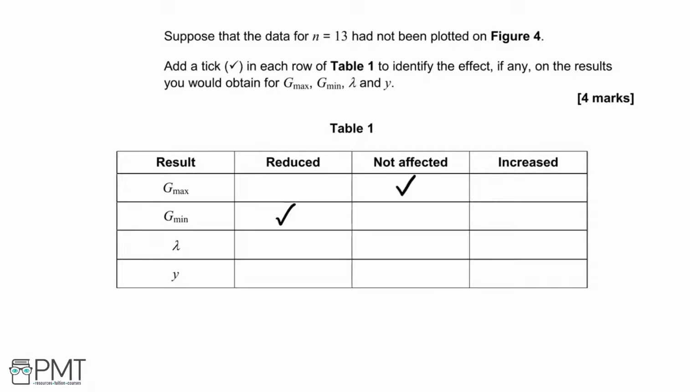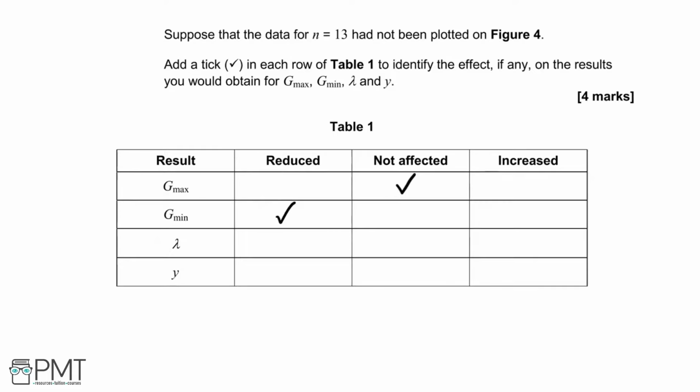We're then left with the values of lambda and y, which as you can see are dependent on Gmax and Gmin. Going back to our calculations that we used to obtain lambda and y, lambda, or the wavelength, is calculated as the average of Gmax and Gmin. And if one of those values is made smaller, it's going to bring down the average or the mean value, so lambda will be reduced.